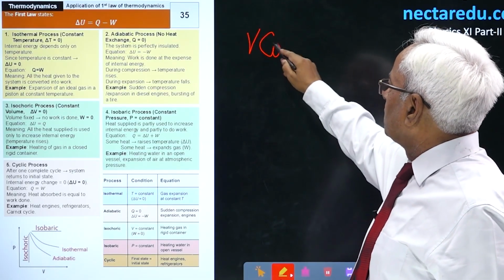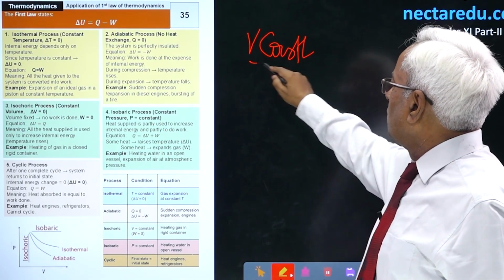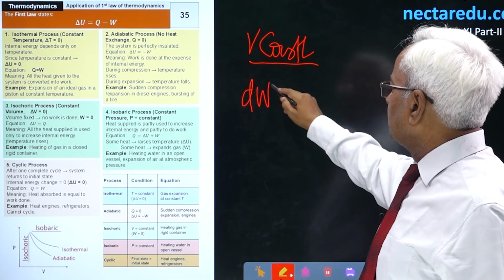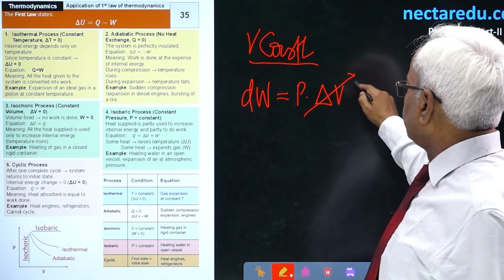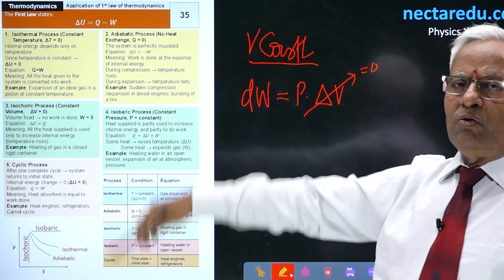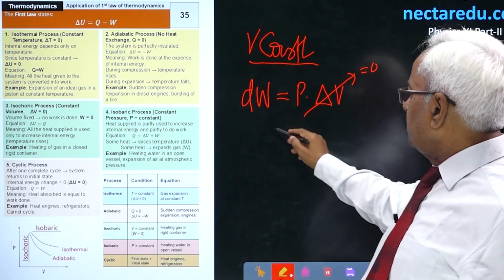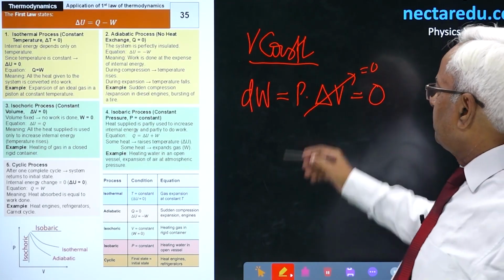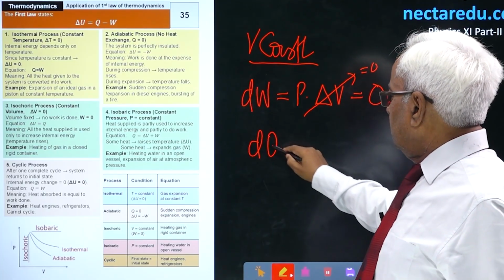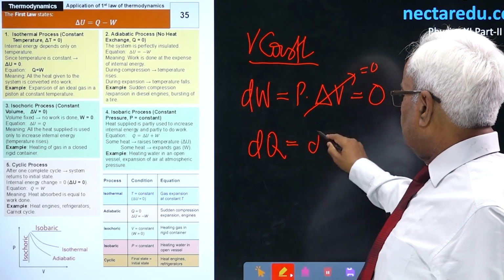Third is isochoric process. Isochoric stands for constant volume. At constant volume, the work done is given by P delta V. If volume is constant, that means there is no change in volume. That means delta V equal to 0. That way the work done will also be equal to 0. What remains is only two terms, dQ and dU.